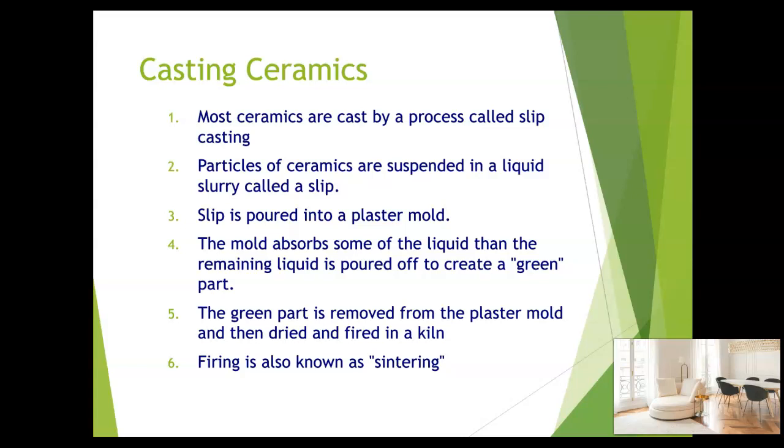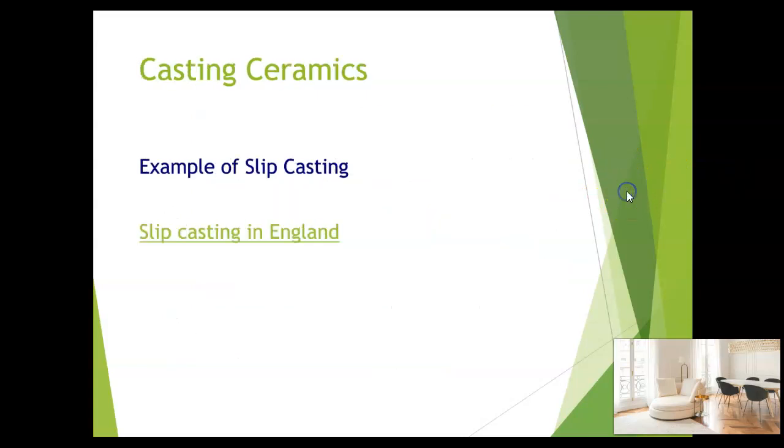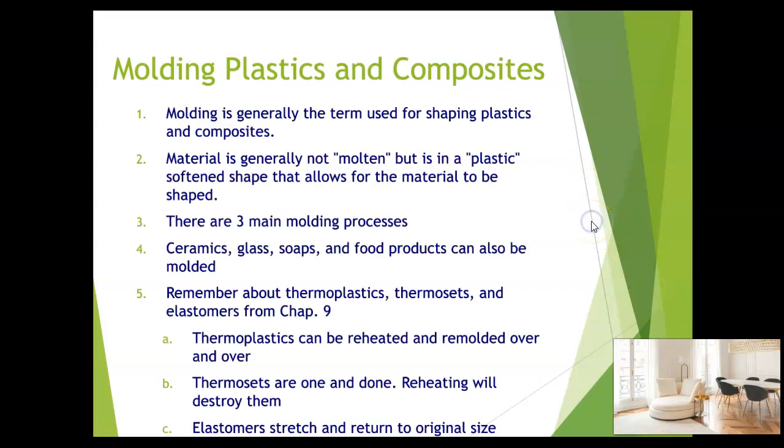The green part is allowed to stay in there to harden somewhat. After that, it's removed from the plaster mold and then dried and fired in a kiln. And that firing process is what we call sintering. All right, here's some example die cast, and here's examples of casting ceramics.